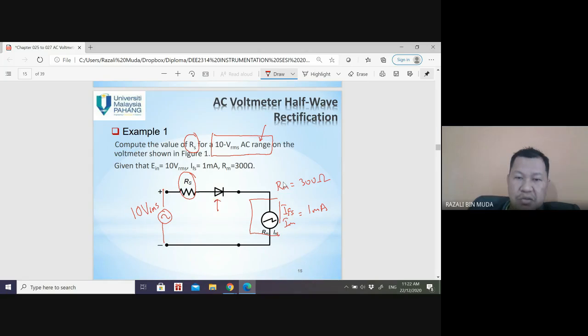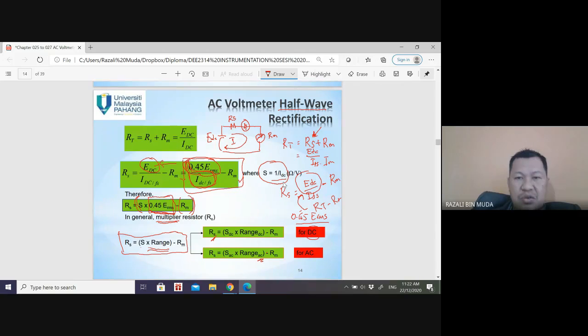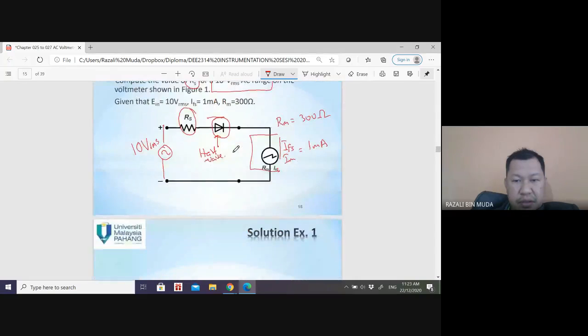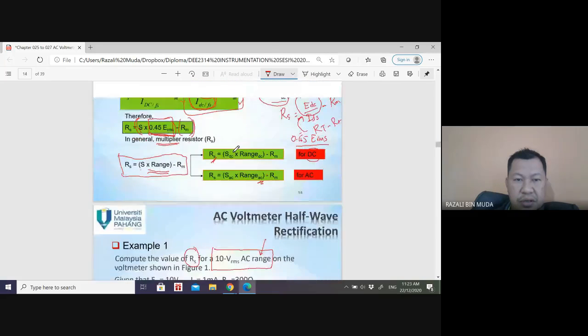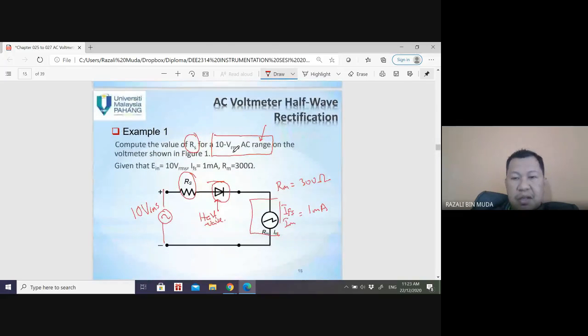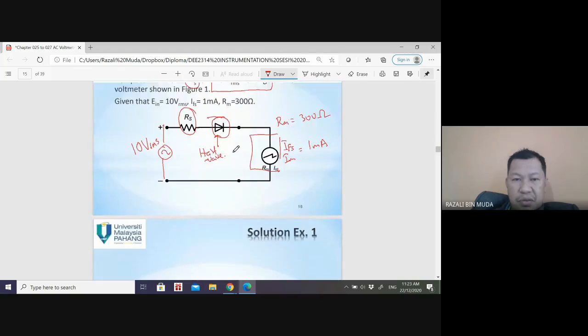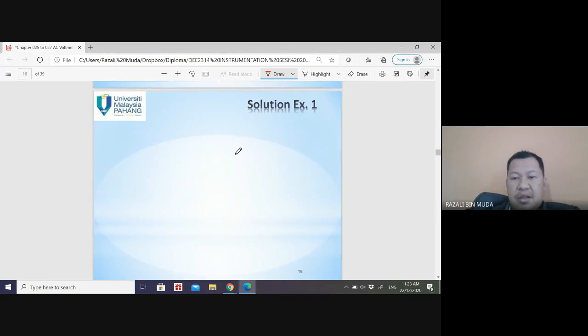So now you have this diode. This is a half wave rectifier circuit, with one diode. So how do you solve this for RS? Just use the equation. Just put the values and you get the answer. What is the equation? Take your time and solve this problem. Do it yourself.